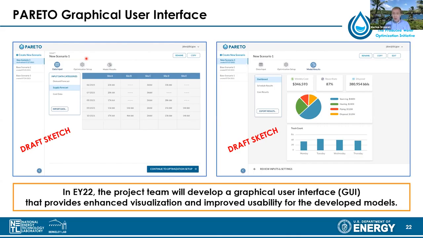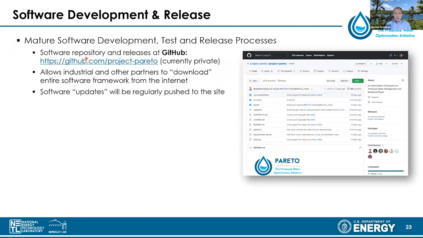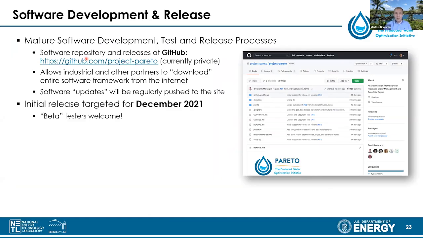So just on that note and along those lines, I just wanted to reassure everyone that, for Pareto, we're leveraging a really mature software development, testing, and release process. And this is really coming through our colleagues at Berkeley who have a ton of experience with this. So the software will be released on GitHub. So we'll be able to push changes. You'll be able to download the latest version as we make improvements. The initial release is currently targeted for later this year. So you won't have to wait very long to just take it for a spin.